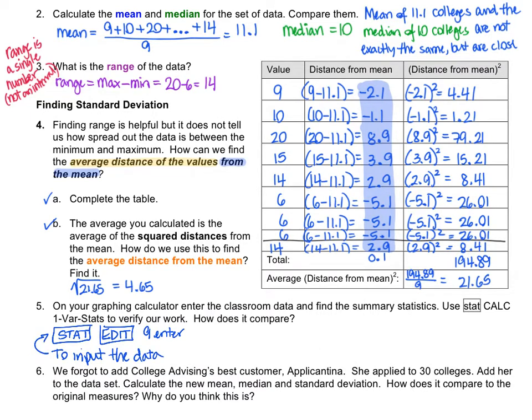The next thing that we're going to want to do is we are going to run the one variable statistic. So again, we're going to go back to the stat key. So stat.